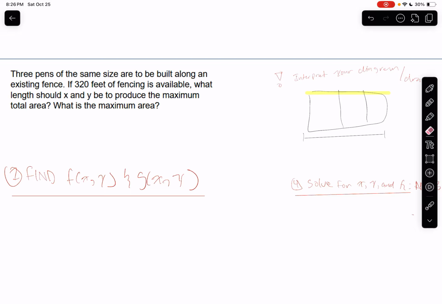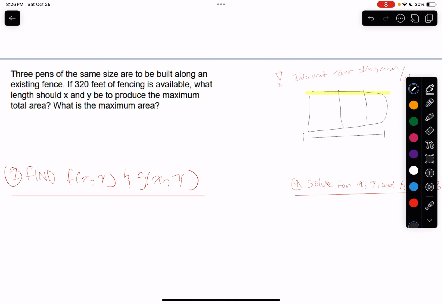All right, so we have 3 pens along an existing fence here. 1 pen, 2 pen, 3 pen. The existing fence is the highlighted portion. We also notice that this is some sort of rectangle. We're then going to next label our demonstrative, so to speak.